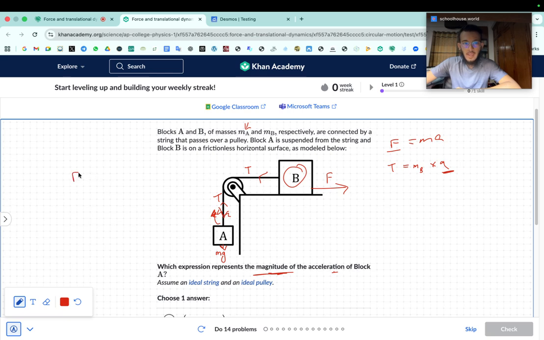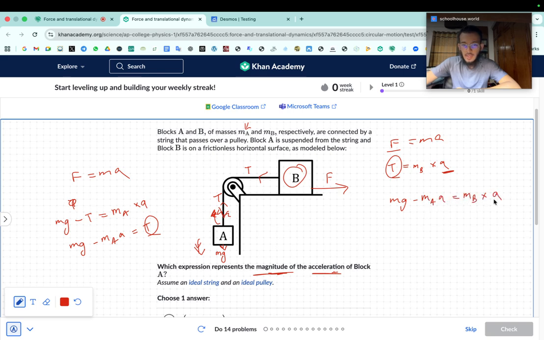So for A, F equals ma. The resultant force this time is mg minus T, because the acceleration would be in this direction, so this must be greater. This resultant force equals the mass, which is m of A, times the same acceleration. Because we want to find the acceleration of the block, we equate T. So mg minus m of A times a equals T, and we equate this to T. So we have mg minus m of A times a equals m of B times a.